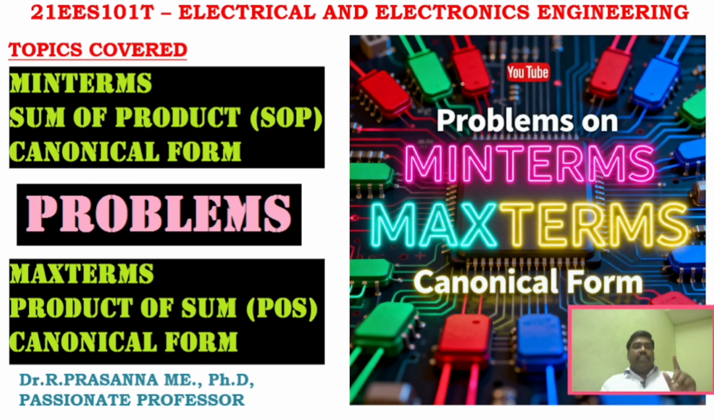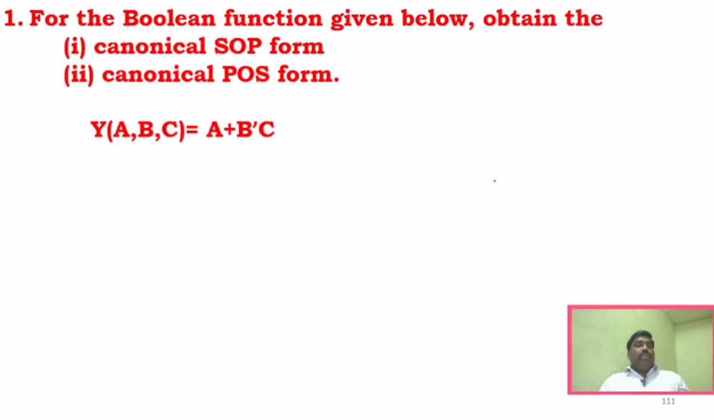Right? So we'll see the first problem here. The question is, for the given Boolean function, we have to obtain the canonical form of SOP form and POS form. Right? So you already know what is SOP and POS form. If you don't understand what is SOP and POS form, please go back to the previous video, so that you can understand the basics of sum of product and product of sum.